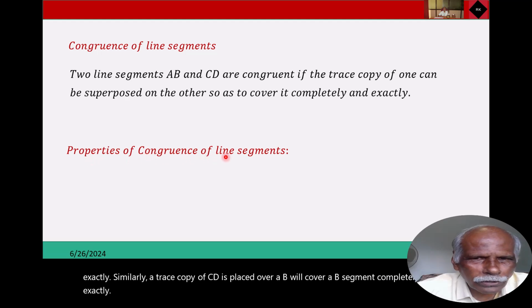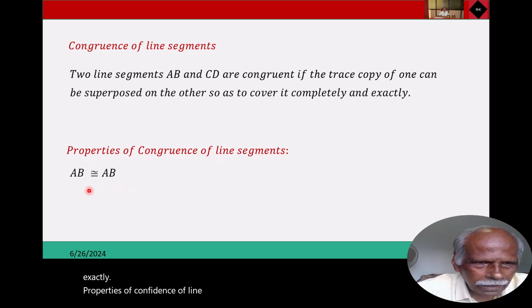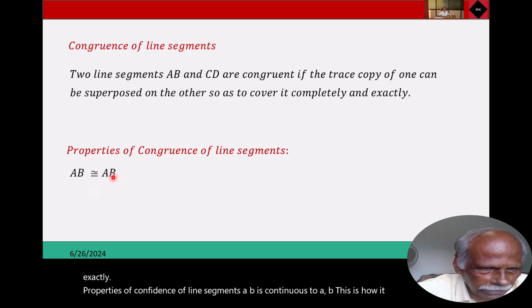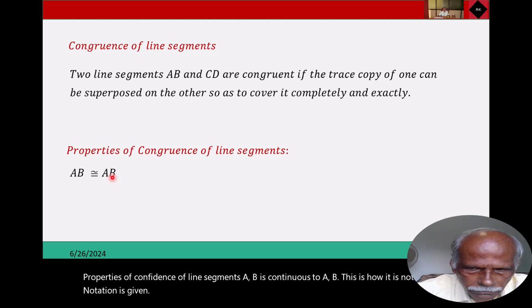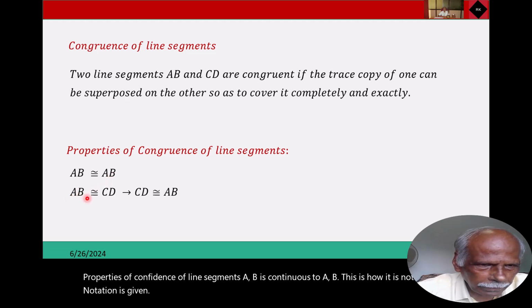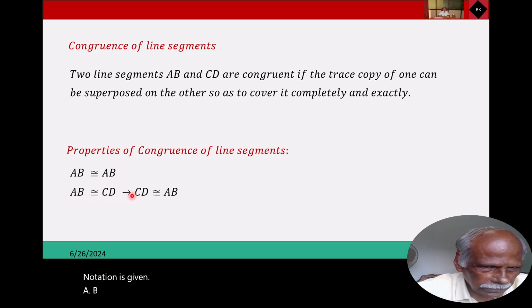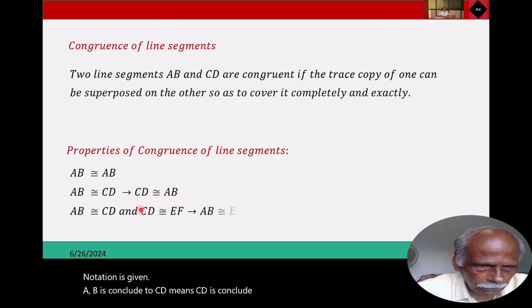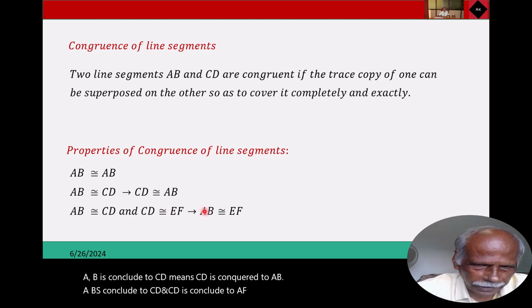Properties of congruence of line segments. AB is congruent to AB. This is how it is notated. Notation is given. AB is congruent to CD means CD is congruent to AB. AB is congruent to CD and CD is congruent to AF implies AB is congruent to AF.